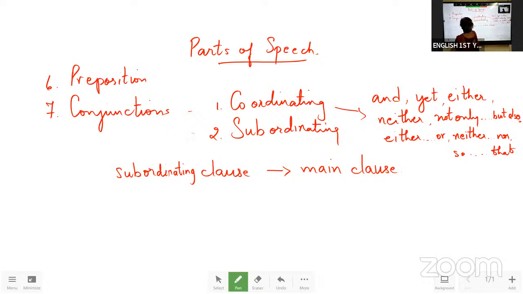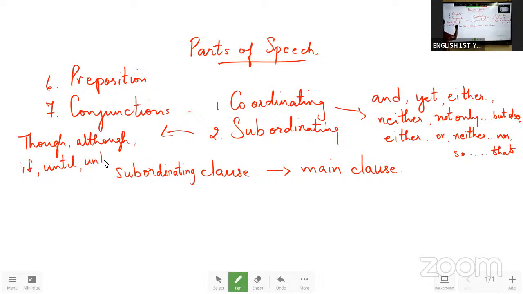And subordinating conjunctions are though, although, if, unless, until, then, etc.